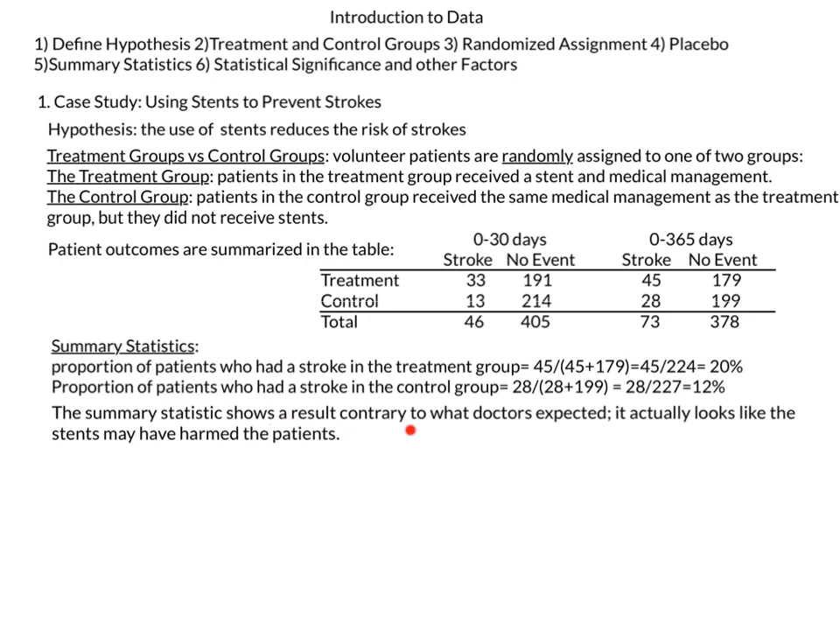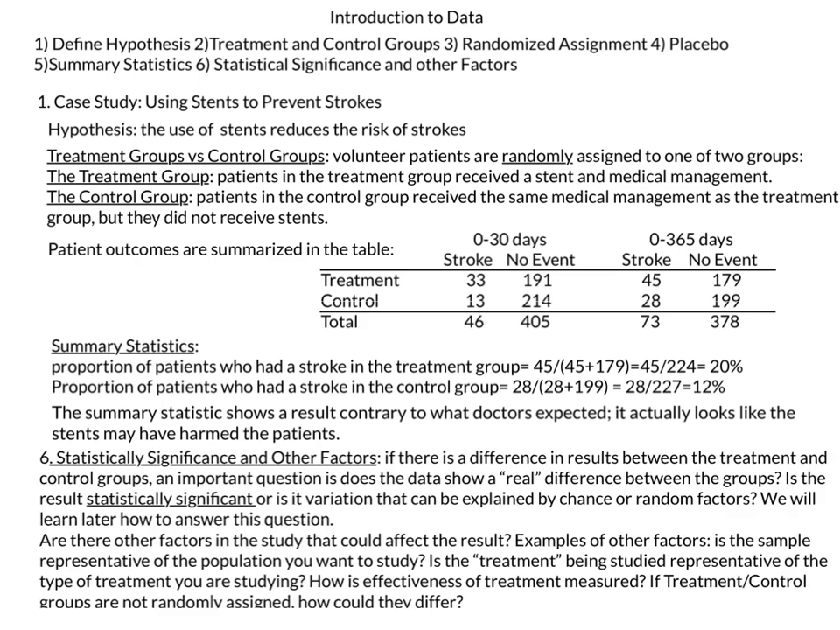And this is sort of surprising because we were hoping that the stents would be beneficial towards preventing stroke, right? Our hypothesis is the use of stents reduces the risk of stroke. But here it looks like the treatment group had a higher percentage chance or rate of having a stroke. So this is contrary to what doctors expected, and it actually looks like the stents may have harmed the patients. However, we need to look at our statistical significance and other factors.